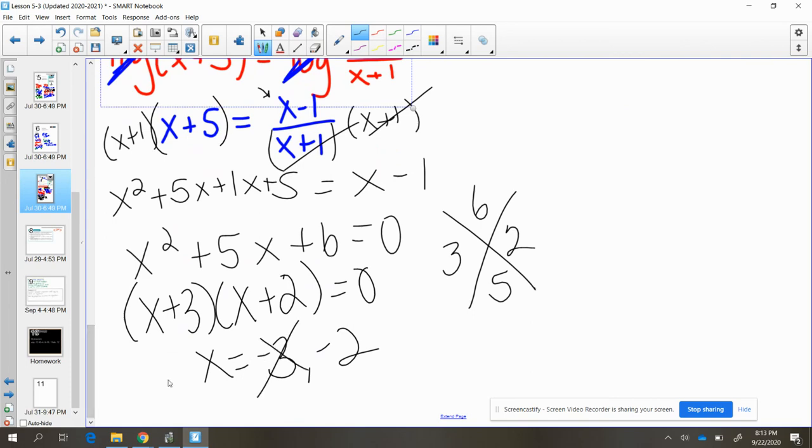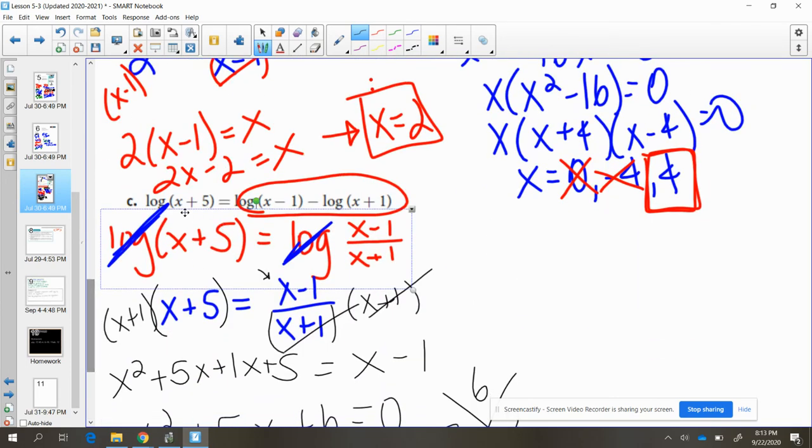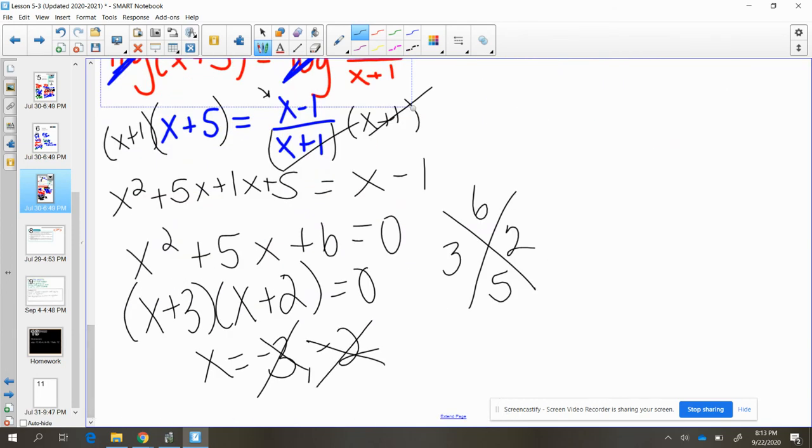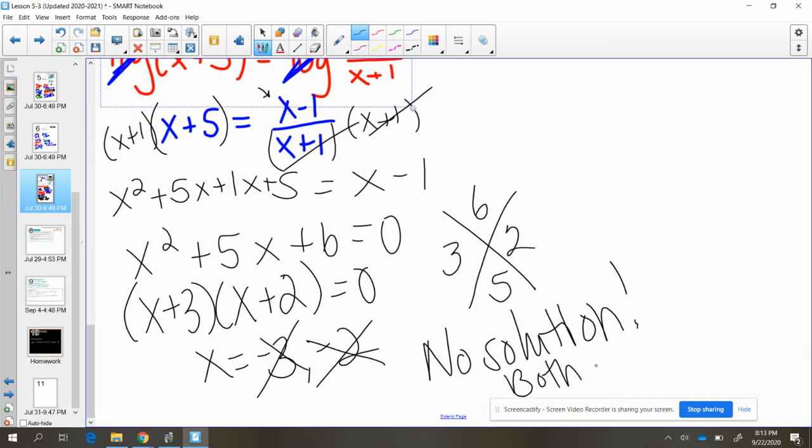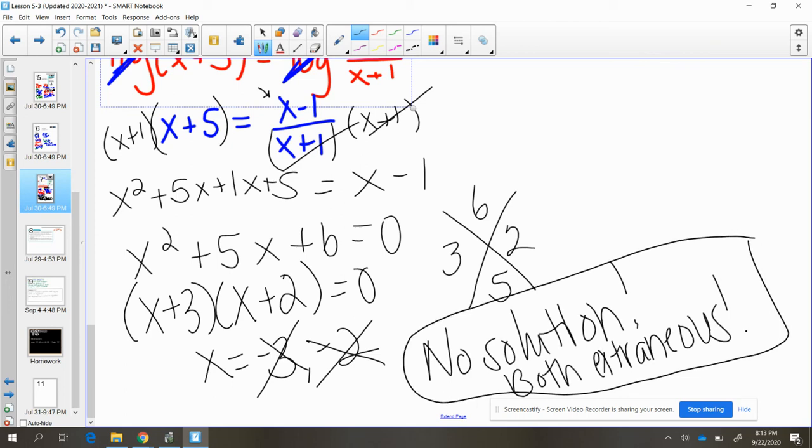And then same thing with -2. On the left-hand side, we're okay. But if I try to do -2 minus 1 or -2 plus 1, those are coming out as negative answers. That's not going to work out. So fun fact, this one is no solution because both are extraneous. So all that work for us to say that they are extraneous solutions.